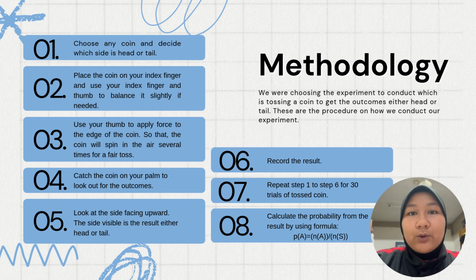Next, we need to look at the side facing outward. The side visible is the result, head or tail. Record the result. After that, we need to repeat step 1 to step 6 for 30 trials of toss coin. Calculate the probability from the result by using the formula.